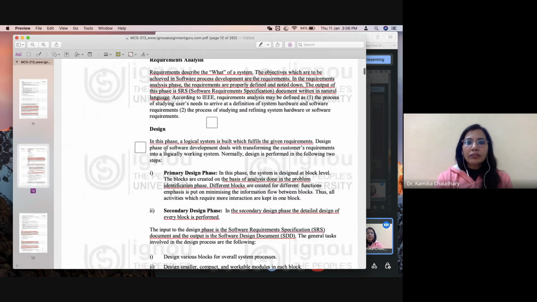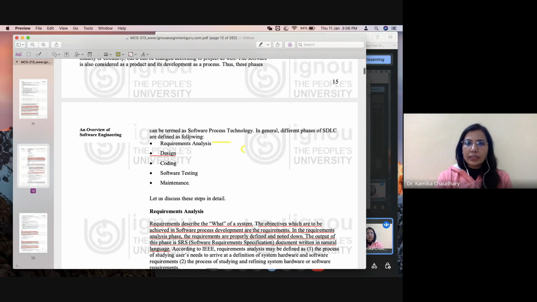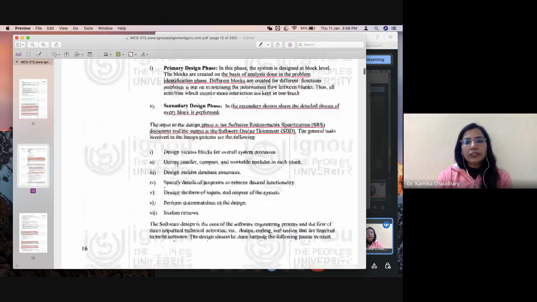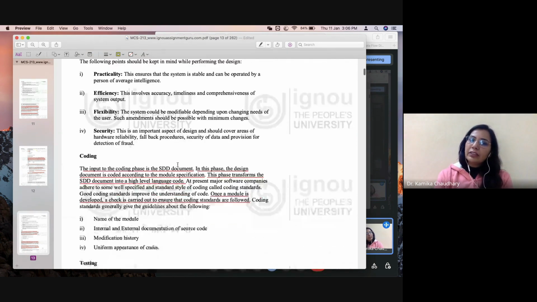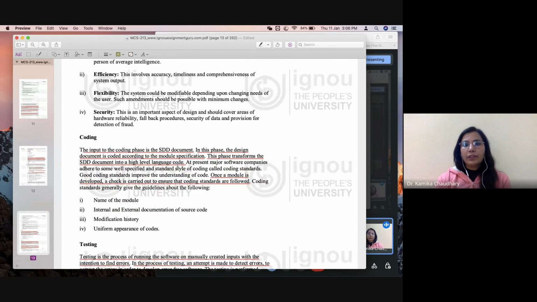So we have covered these two points, your requirement analysis phase and your design phase. After dealing with them, we are coming to the third step of the SDLC, the software development life cycle, which is your coding part. We have the design, and now we know what we need to develop. It is there in front of us in the form of a document, the SDD. Finally, we reach our next phase, the coding part.